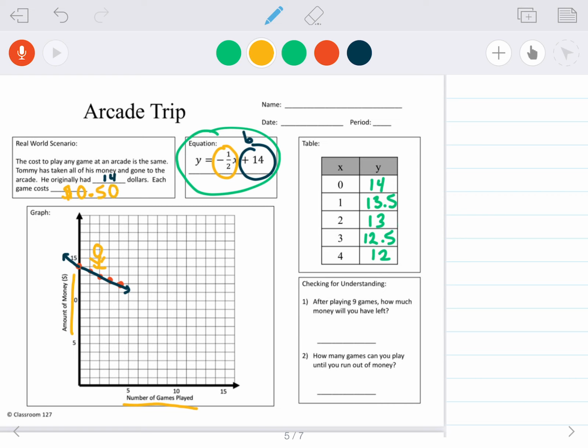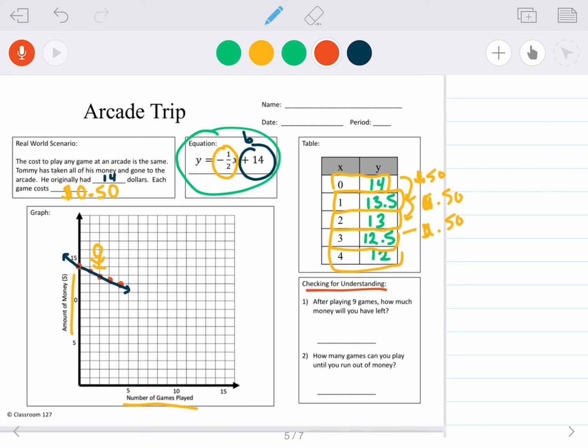It makes sense, right? He has $14 to start off with. He plays one game. Now he has $13.50. He plays another game. Now he has $13. Plays another game and so forth. So we can see that he's losing 50 cents per game. Okay, so each game costs 50 cents.